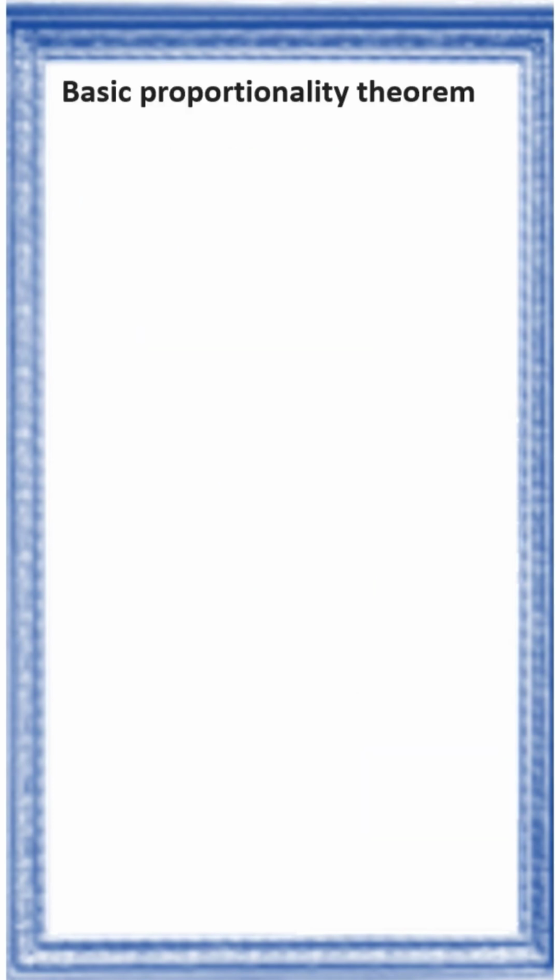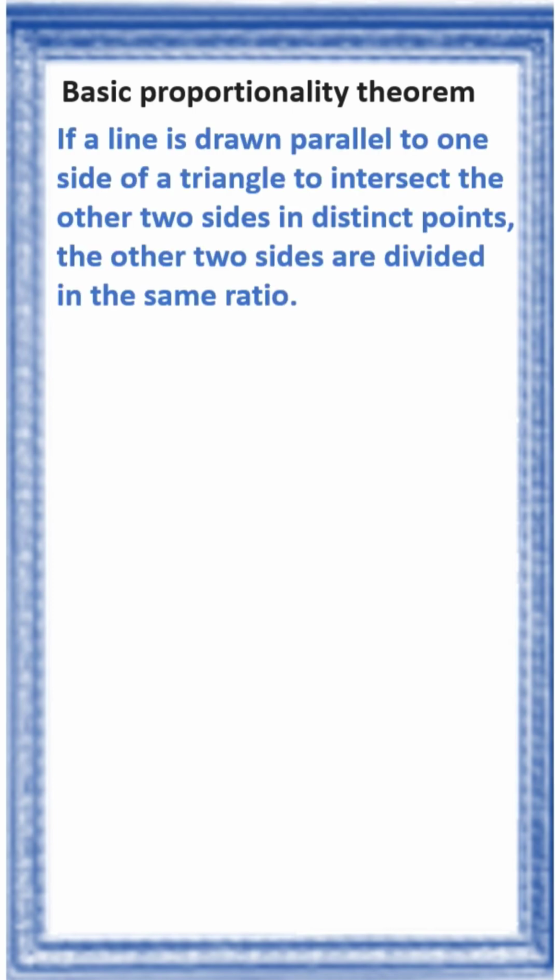Basic proportionality theorem, which is also known as Thales theorem. The statement of the basic proportionality theorem is: if a line is drawn parallel to one side of a triangle to intersect the other two sides in distinct points, the other two sides are divided in the same ratio.